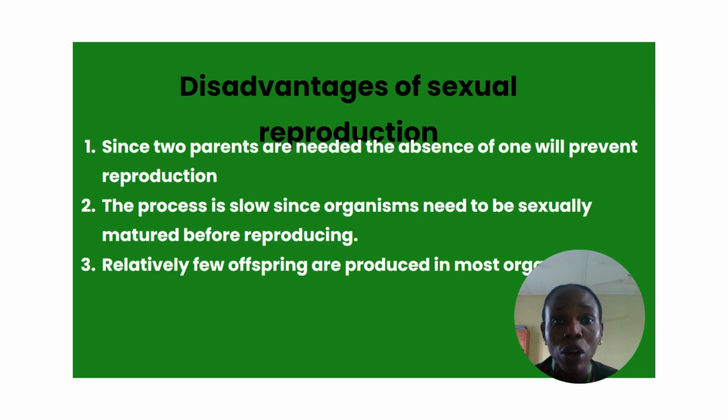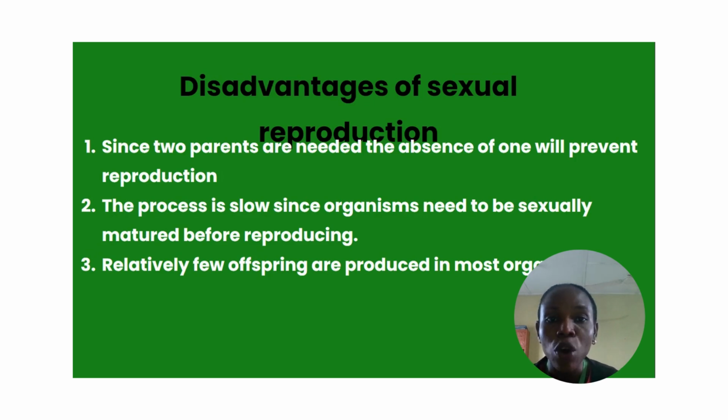Unlike in asexual reproduction. In asexual reproduction, it involves a single parent. So a single parent just divides to form two daughter cells. But that can't happen in sexual reproduction. There must be the presence of the male sex organ and the female sex organ before a zygote can be formed. Number two, the process is slow since organisms need to be sexually matured before reproducing.